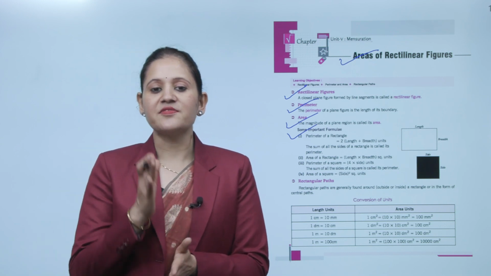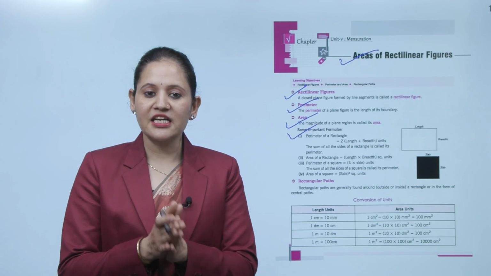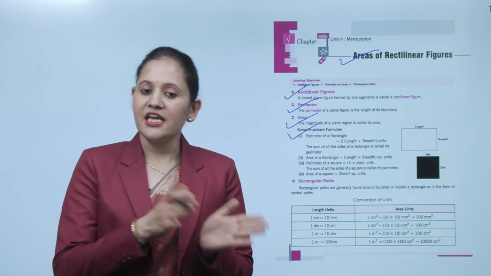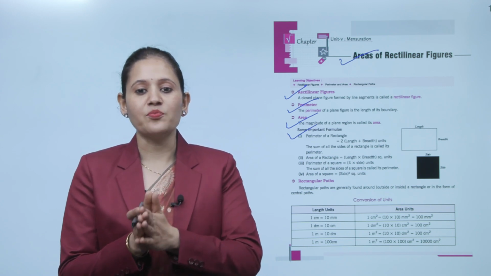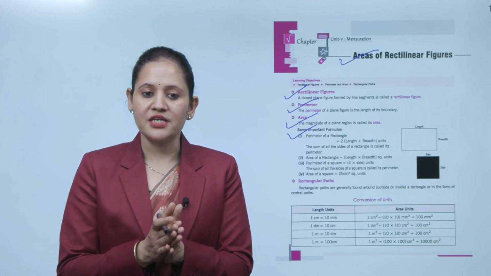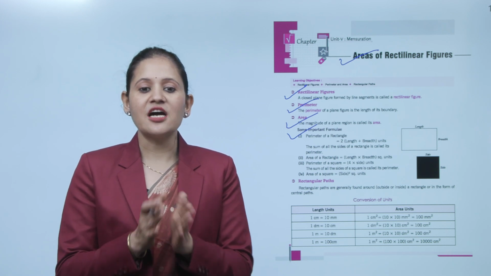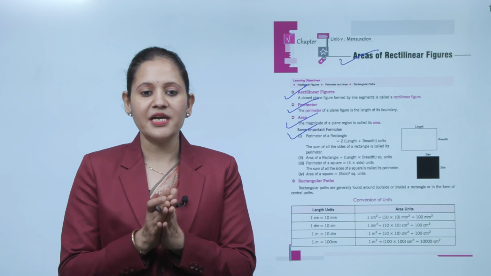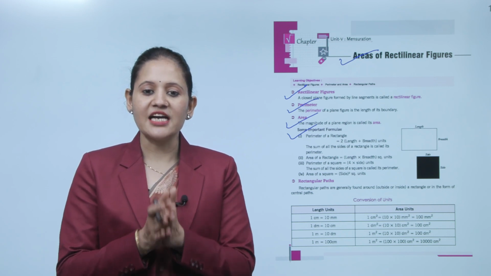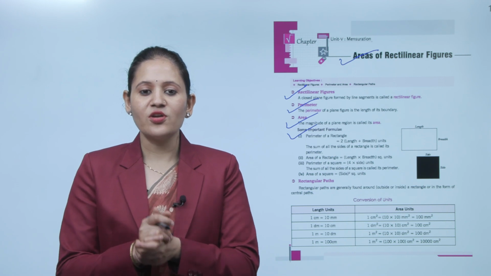Perimeter of a rectangle is equal to 2 (length plus breadth) unit. The sum of all sides of a rectangle is called its perimeter. Area of a rectangle is length into breadth square unit. Area we always find in square unit. Next is perimeter of a square, that is 4 into side unit. The sum of all sides of a square is called the perimeter. Area of a square is side square, square unit. Clear? Next is rectangular parts.